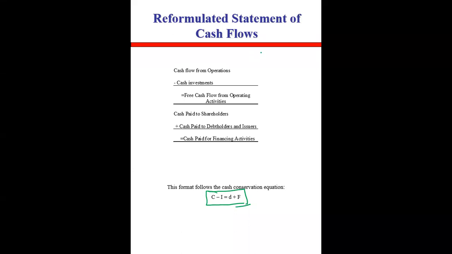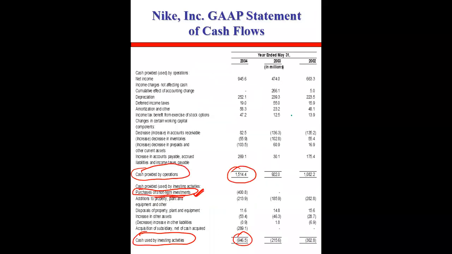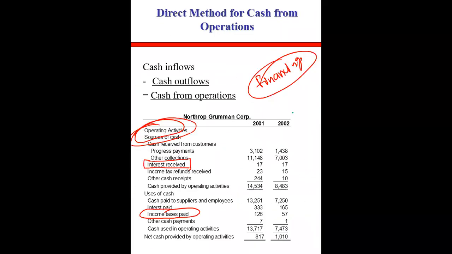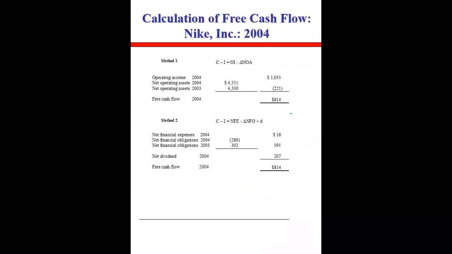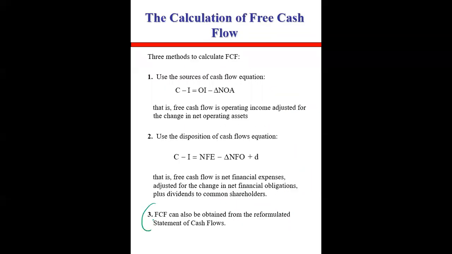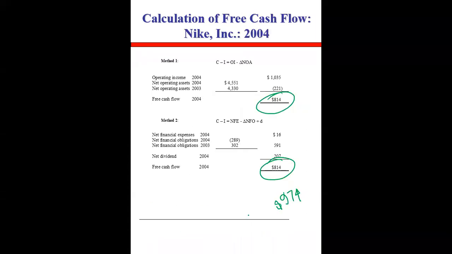Okay. Now the big question in method one, you got how much free cash flow? Let me recall you, 814. Sorry, in method two. In method one, you get free cash flow of 814. But here, how much free cash flow you are estimating from the statement of cash flows? Recall, this is the 3. Can be obtained from the reformulated statement of cash flows.